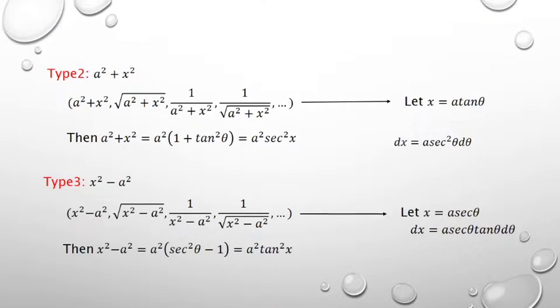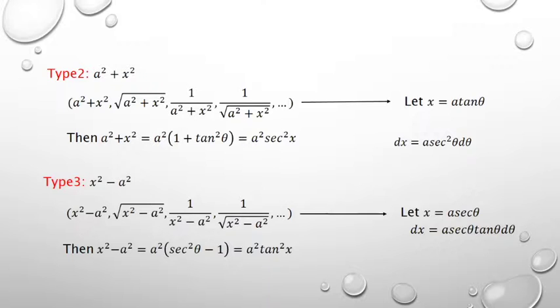The second type of trigonometric substitution that we're going to discuss is the form of a squared plus x squared. If in a problem you see a squared plus x squared in any form, in roots or in 1 over something, in 1 over root of something, you can let x equal to a tangent theta, so that a squared plus x squared becomes a squared times 1 plus tangent squared theta, and it becomes a squared secant squared theta. And dx will equal a secant squared theta d theta.